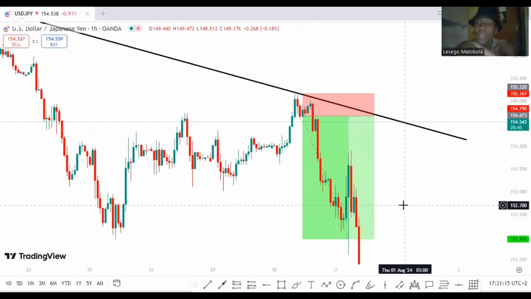Why? Simply because you understand market structure, support and resistance, and candlestick patterns. So what I want you guys to do now is just backtest this pair on your own, figure it out on your own. Make sure that this pair works out for you when you're using the strategy.